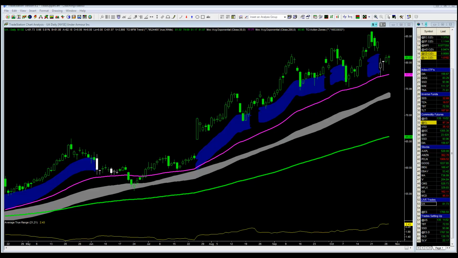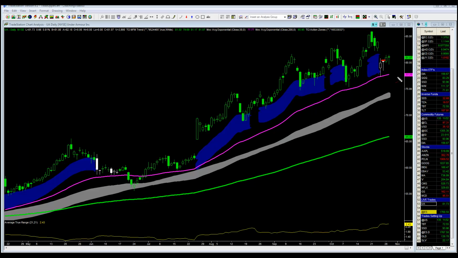Good morning for this Wednesday, October 30th. The chart we're looking at is UA stock, United Armour. If you recall, we put a trade on here on Monday, right above this inside bar.